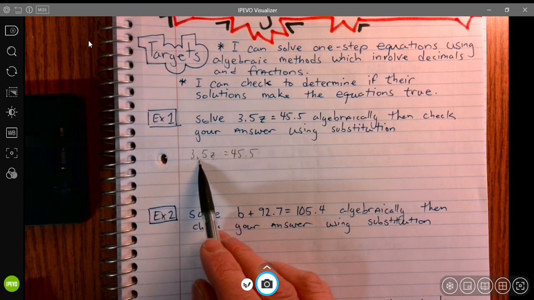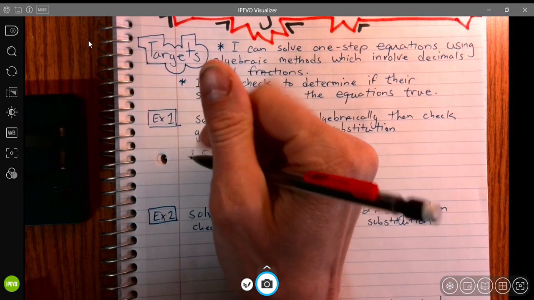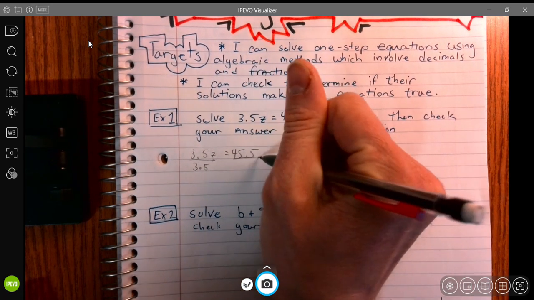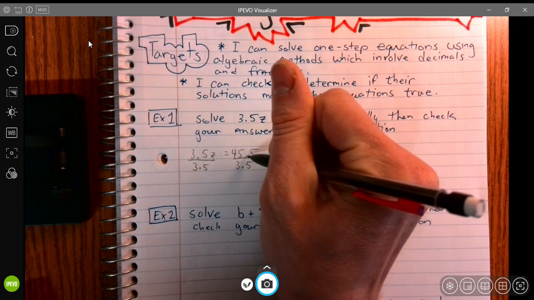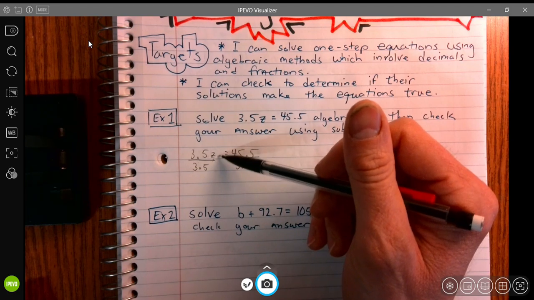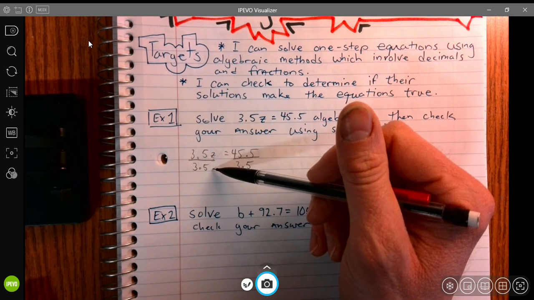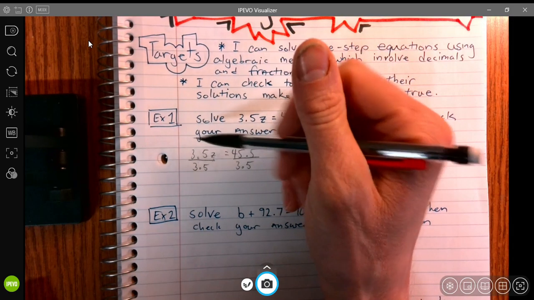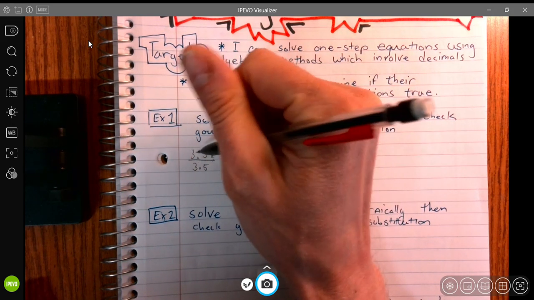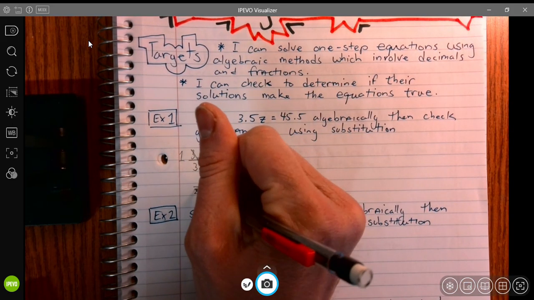So since this is 3.5 multiplied by z, the inverse operation would be division. So I'm going to divide both sides by 3.5. Now I'm showing it like this because remember, fractions are the same thing. They can be read as division problems. So this is 3.5z divided by 3.5, right? So 3.5 divided by 3.5. What's that? Well, any number divided by itself is 1. So I'm just left with 1z.